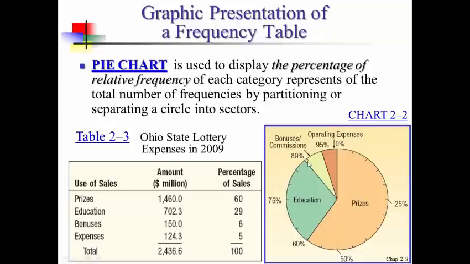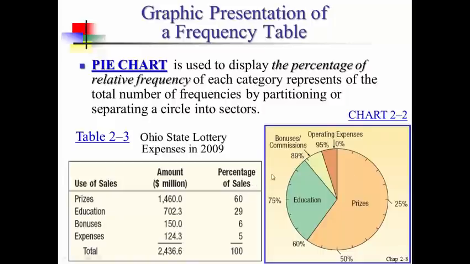Next is 6. It should be 5 plus 1. I know that one part is 5, and then I need 1 more. 5 plus 1 is the last one. Because we have 4 items, the pie chart will be partitioned into 4 parts. Or you can put a label: prizes, education, commission, bonus, or other expense.